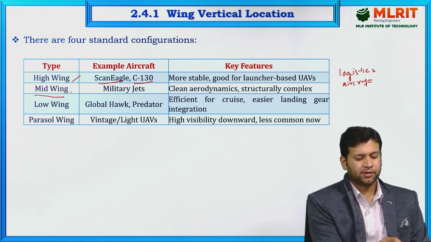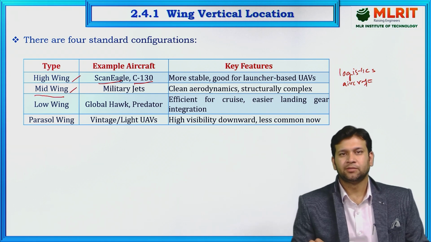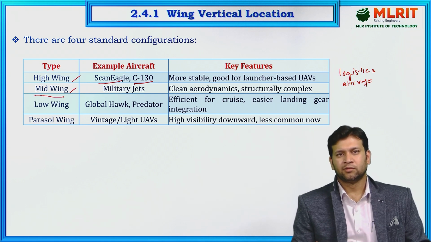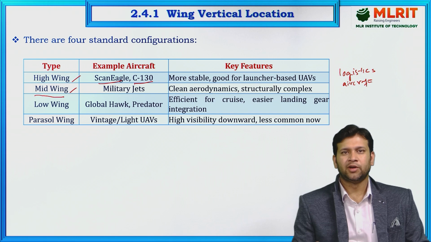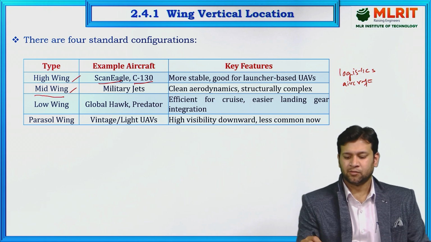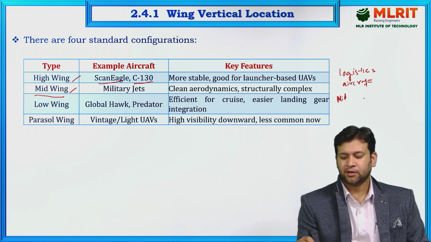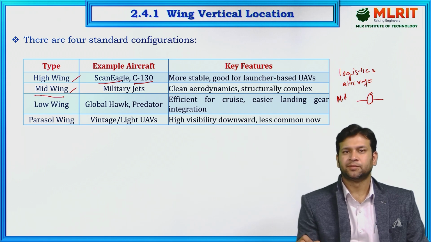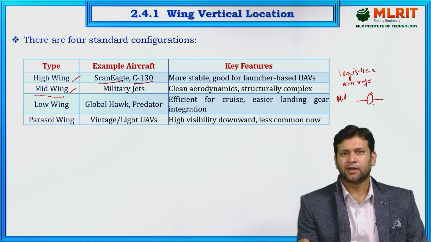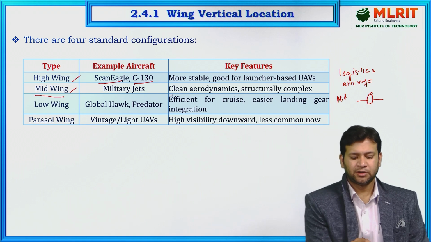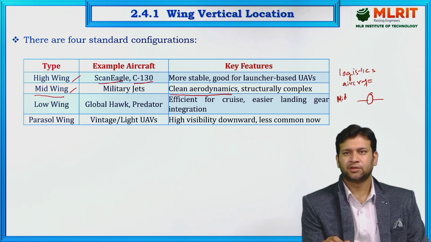The second one is mid-wing configuration. The example for this configuration is military jets. They are placed at mid-wing only because of their agile nature. Placing the wing at the mid allows the aircraft to undergo maneuvers randomly because it will have clean aerodynamics, though it will be structurally complex.